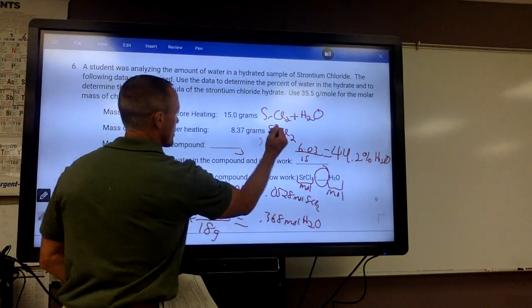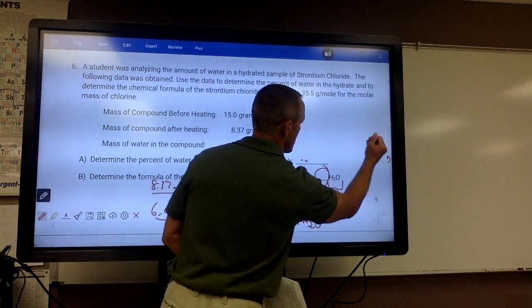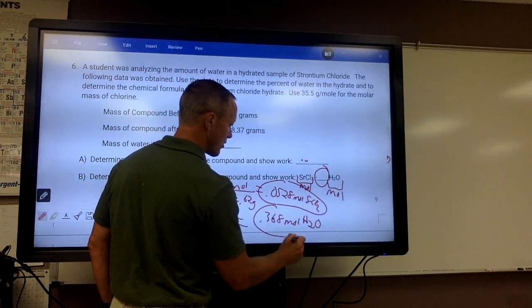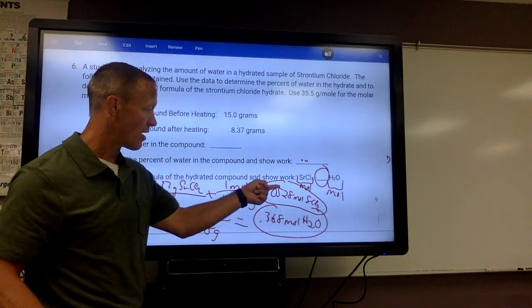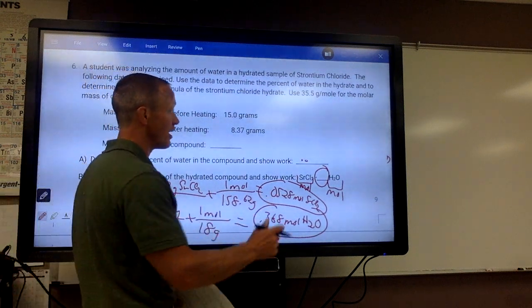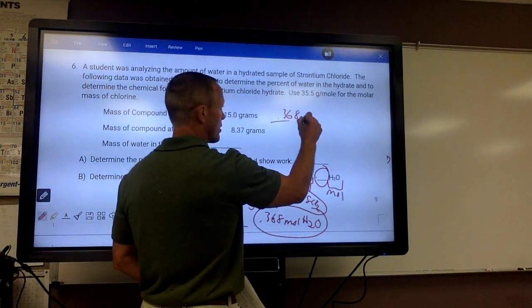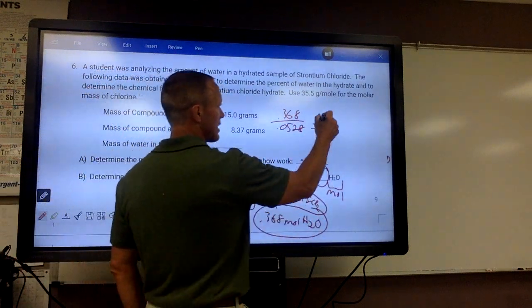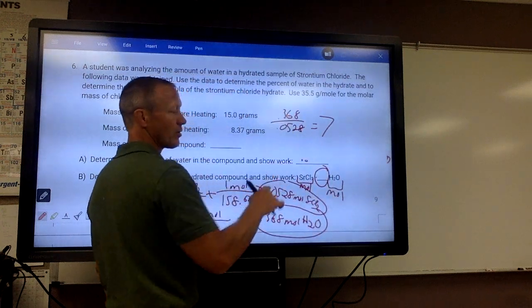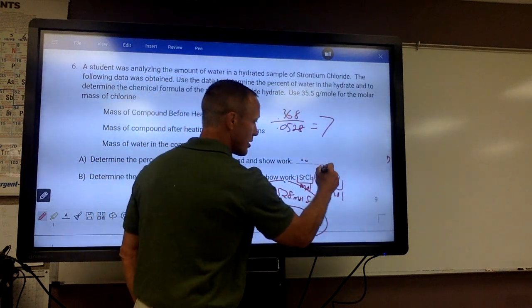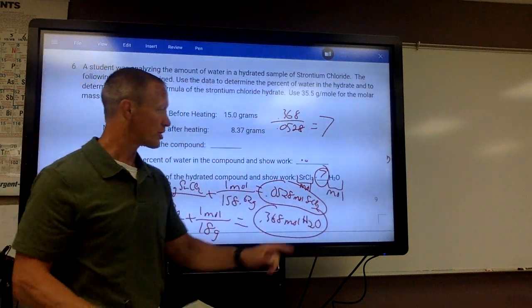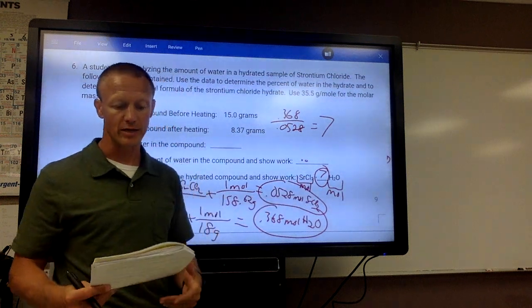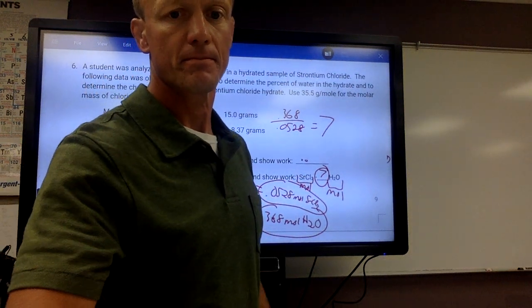So you need to figure out what this ratio is of this to this. So I want to know how many times bigger is the water than that. So I can just take 0.368 divided by 0.0528. And that goes in there 7 times. 0.368 is 7 times bigger than that. That means the number right there is a 7. There's 7 moles of water for every 1 mole of strontium chloride. It's called strontium chloride heptahydrate. That's it. Have a good day.